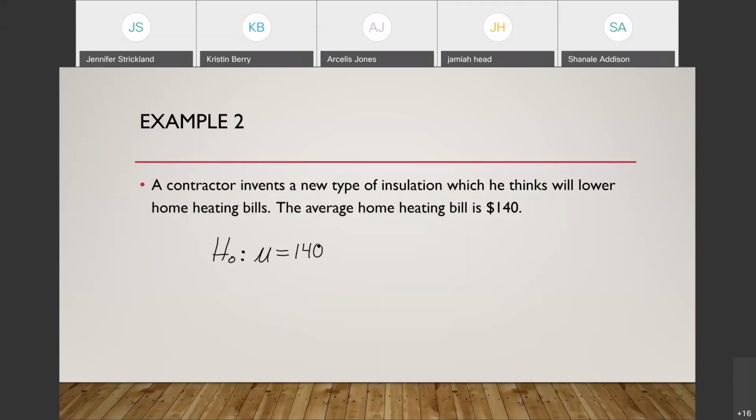All right. The other one reflects what he's hoping is going to happen. So he wants this insulation to lower the home heating bills, right? So he wants the average to be what? Less than, good, 140. All right, does that make sense to everybody? Okay, at home with the question?